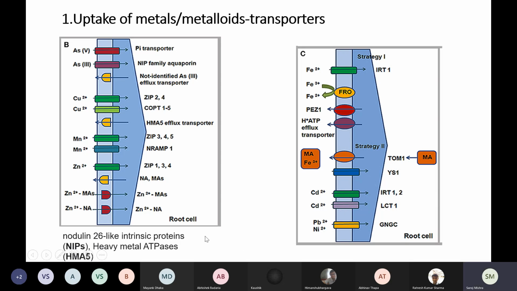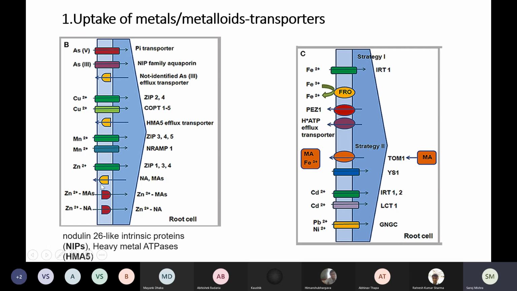Even in this schematic picture of a root cell, not only do they have transporters, which are shown here, in which the direction is from the outside to the inside. All the arrows which point inward are pointing towards the inside of the root cell.